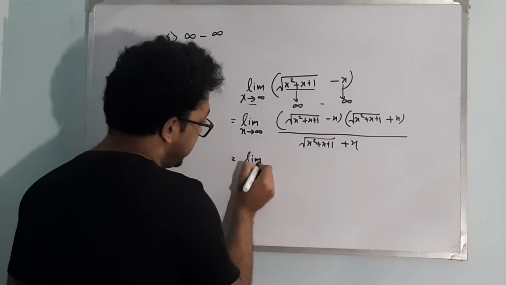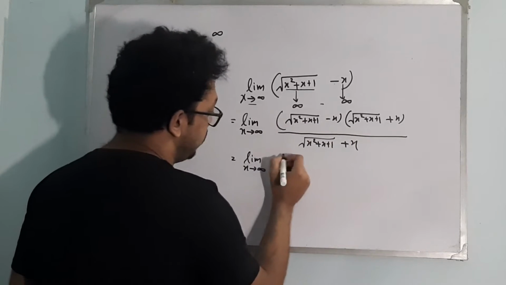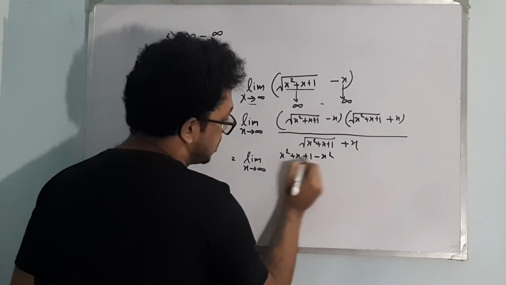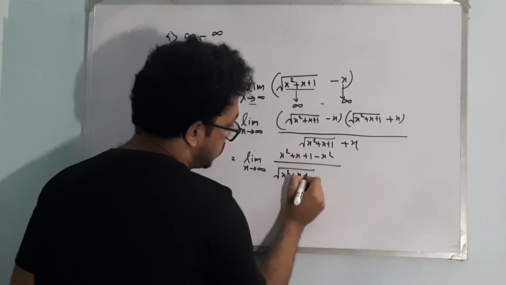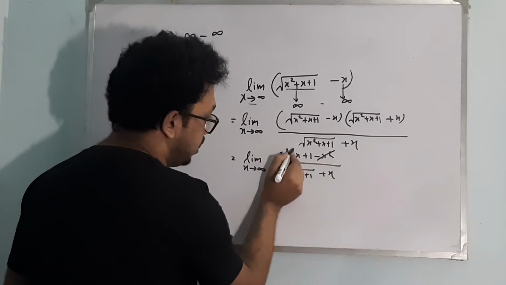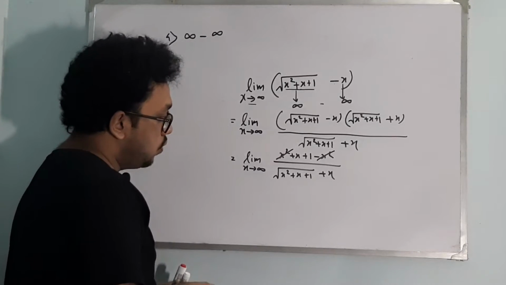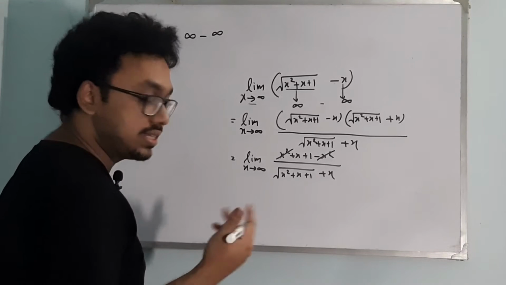Now let us multiply. If I multiply the numerator, I will have x square plus x plus 1 minus x square, divided by the square root of x square plus x plus 1 plus x. This x square will cancel this x square. Now what you have to do is divide both the numerator and the denominator by x.